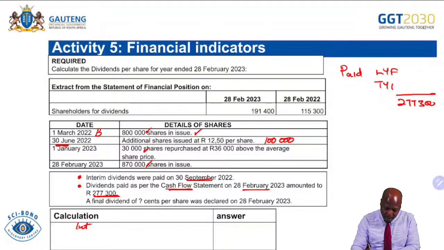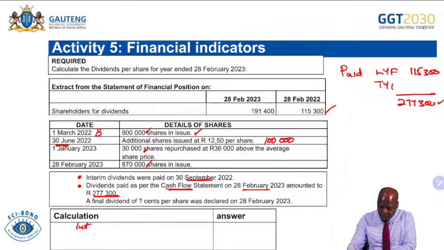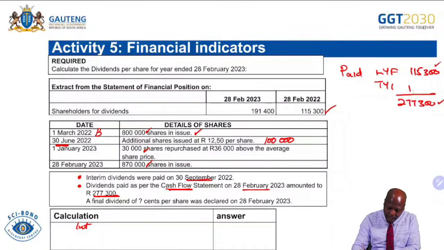But we have last year's final. How much was last year's final? It was 115,300. Therefore, we can get this as interim. How do we get this as interim? 277,300 minus 115,300. Therefore, this as interim would give us 162,000. Are you still following? Okay, so we got this as interim, which is 162,000.